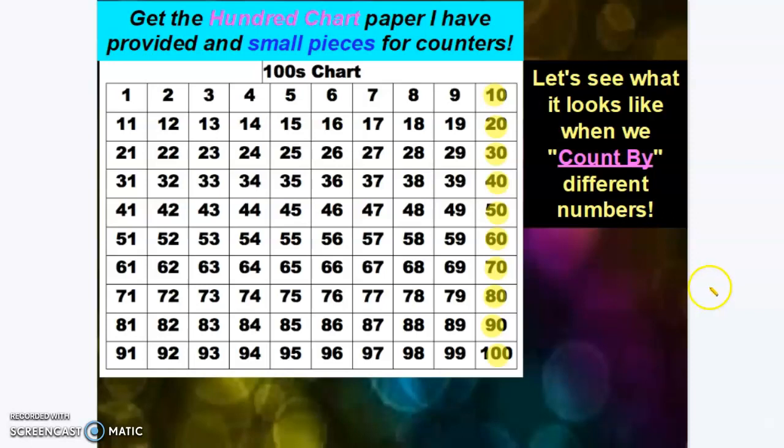Now let's say we want to count by tens a little different. So I'm going to erase my highlights. You guys reset your mat, take your pieces off, and let's start with a new number. All right, let's try 6. Okay, so we're going to count by tens, but this time we're going to start at the 6. So let's see what happens.